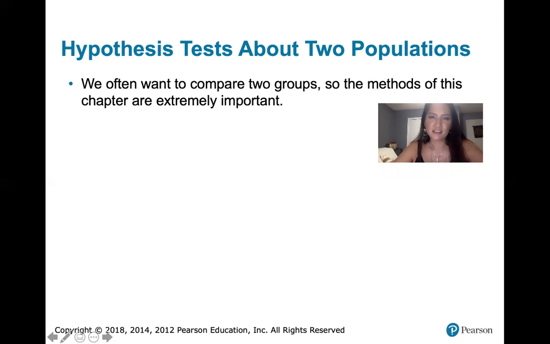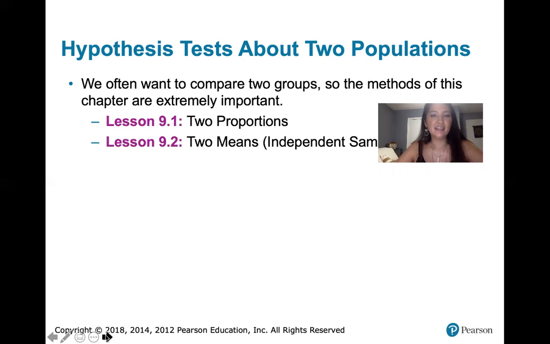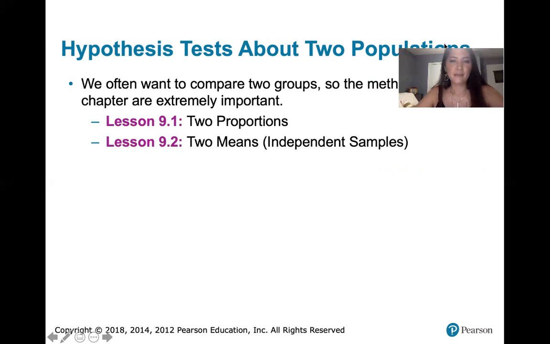Those types of comparisons are very important in research, so this is a particularly important chapter. In our first lesson, we're going to discuss hypothesis tests and confidence intervals involving two proportions. In the next lesson, we're going to talk about confidence intervals and hypothesis tests involving two independent samples and their means.